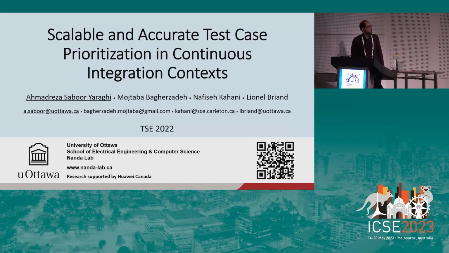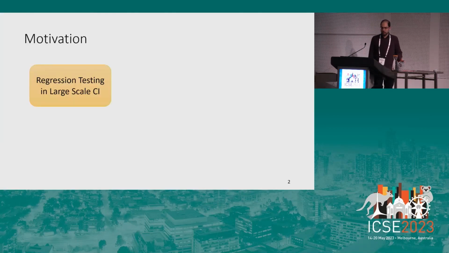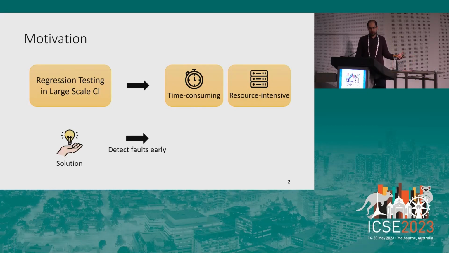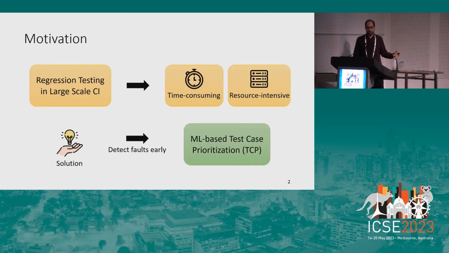Okay, hello everyone. My name is Ahmad Reza, and I'm from University of Ottawa. Today I'm going to present to you my work about test case prioritization, specifically scalable and accurate test case prioritization. We know that regression testing is time-consuming and resource-extensive in large-scale continuous integration environments. One solution to this problem is detecting the faults earlier and faster to notify the developer by using machine learning-based test case prioritization, or ML-based TCP.